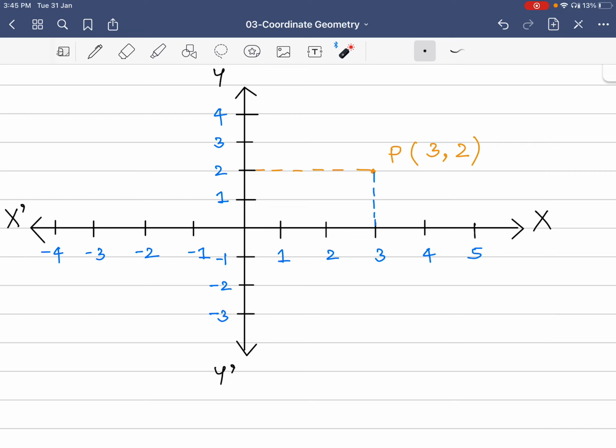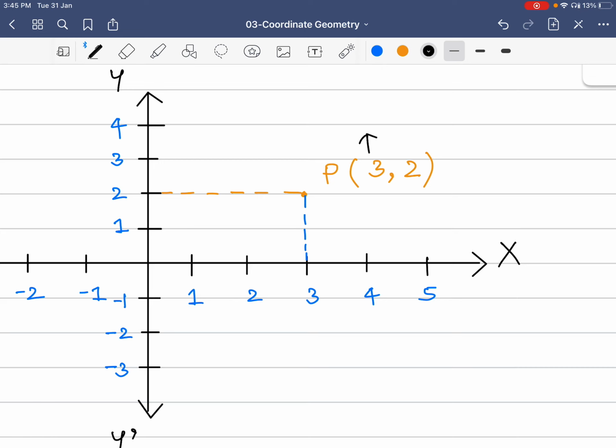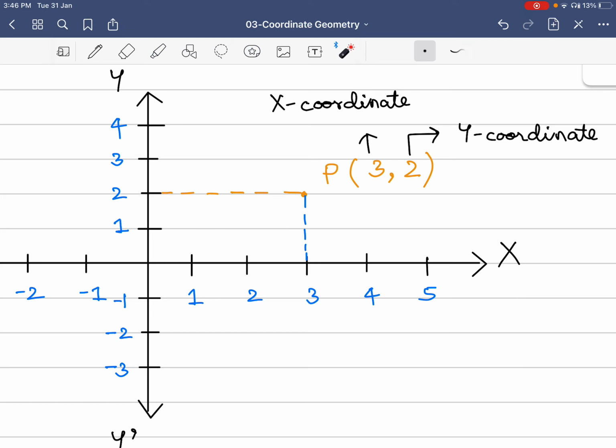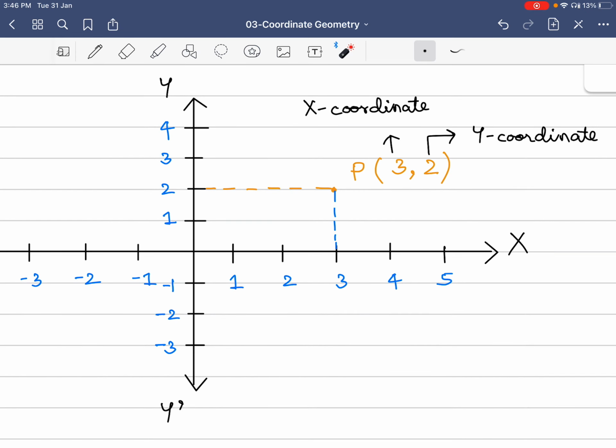So what is 3? It is the perpendicular distance from the y-axis. What is 2? It is the perpendicular distance from the x-axis. Now, the terminology is, this is called the x coordinate, and this is called the y coordinate for a given point. So what is the x coordinate of P? It's 3. And what's the y coordinate of P? It's 2. That's it. This is how we name the coordinates of different points on the Cartesian plane.